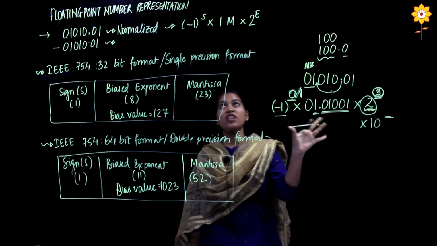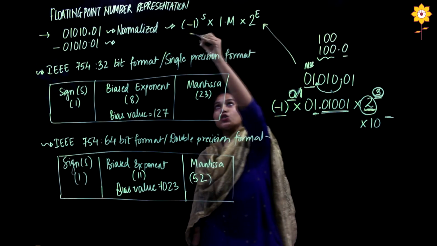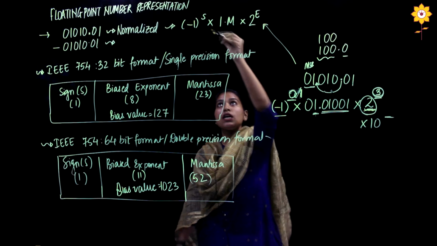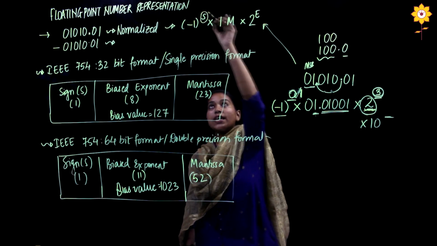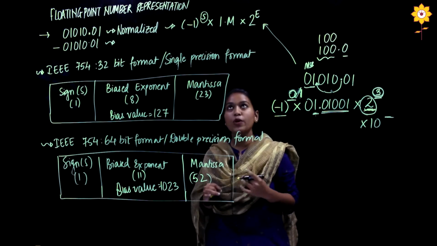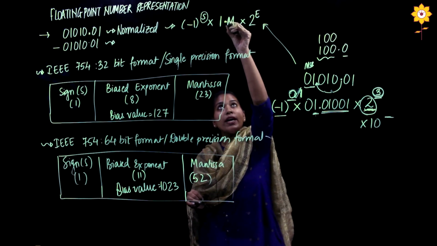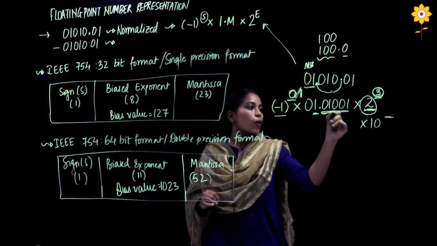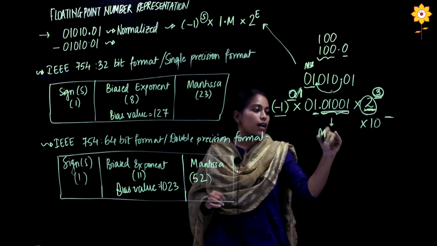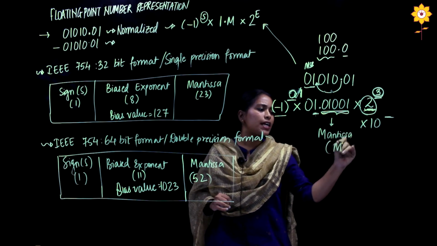If we write it in a generalized format, this is how it is. We have a -1 which is fixed, then we have a sign. This sign can either be a 0 or a 1, depending on whether the number is positive or negative. Then we have a 1 always before the decimal point. Whatever is after the decimal point is called the mantissa, or let's simply represent it as m.